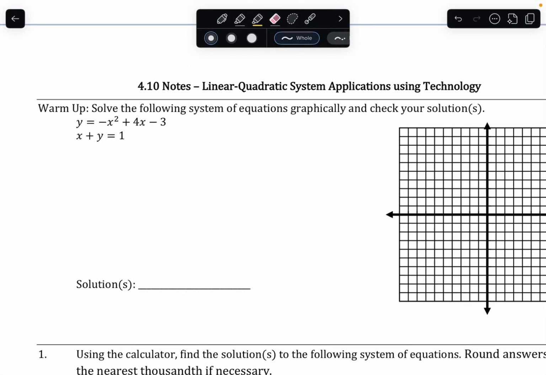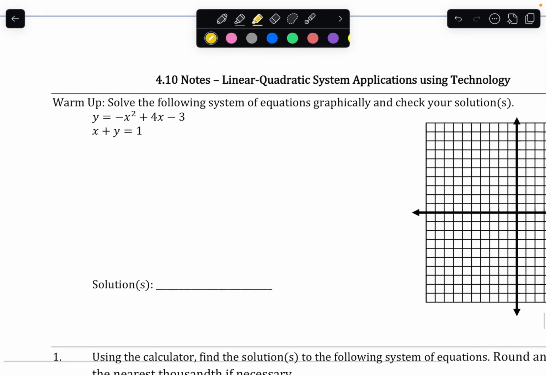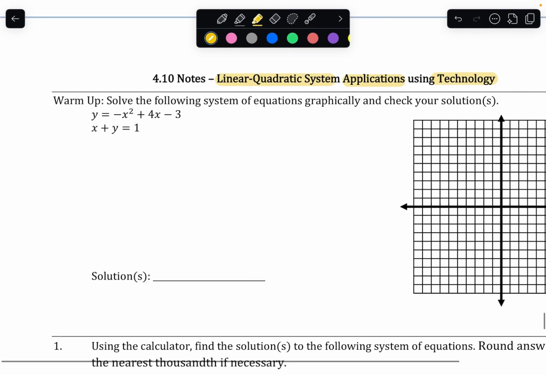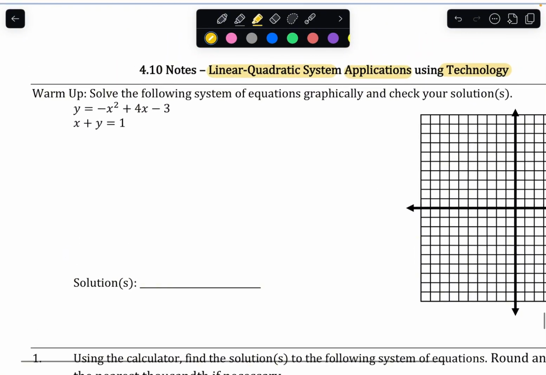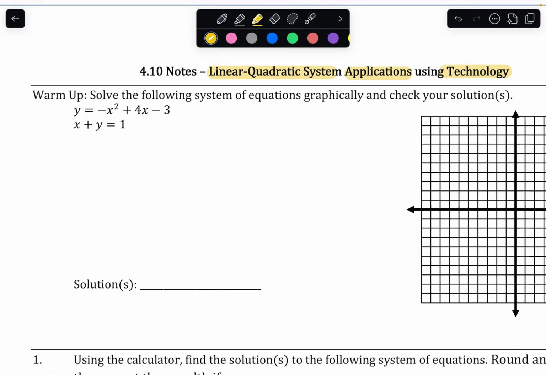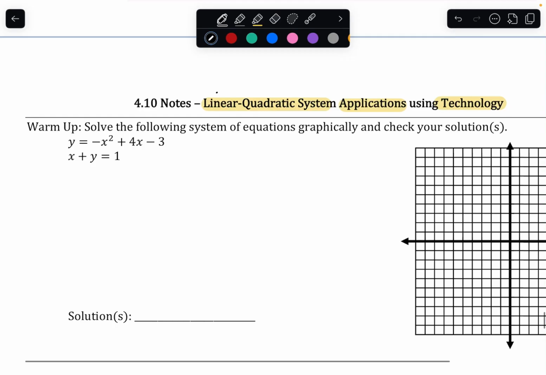All right, in this lesson, we are going to revisit linear quadratic systems. This time, we are looking at application problems, and we are going to be using technology, which for us is the TI-84 calculator. A quick review: we can solve linear quadratic systems by graphing. With a linear quadratic system, one of your equations is a line, hence linear. The other is a parabola, that's the quadratic piece.